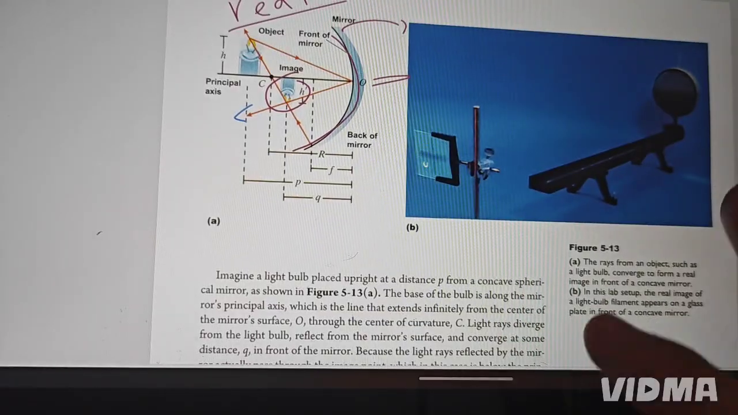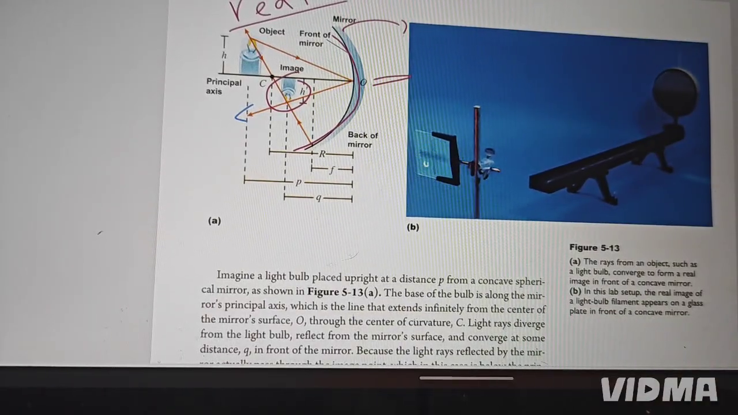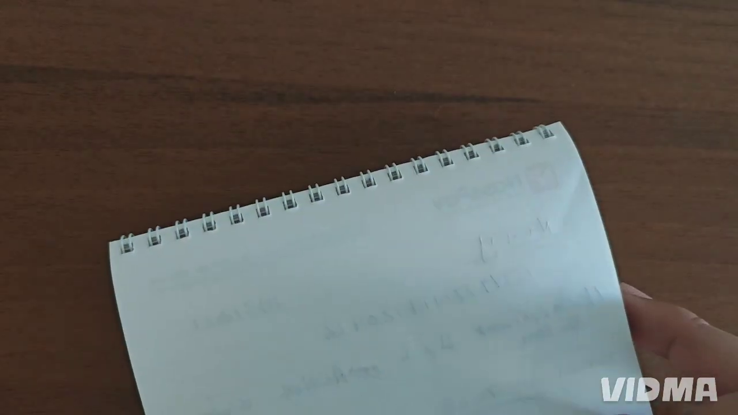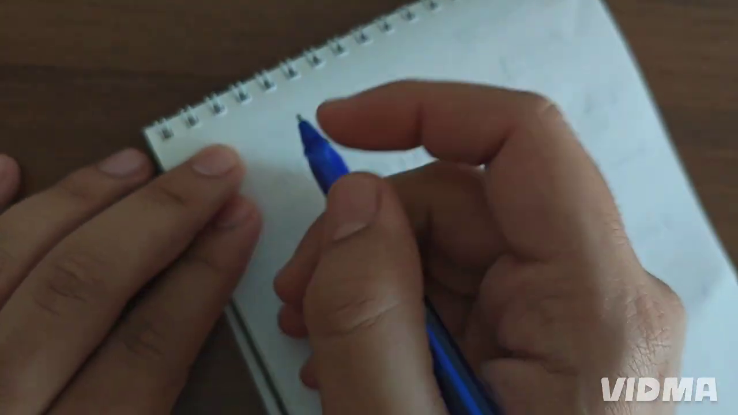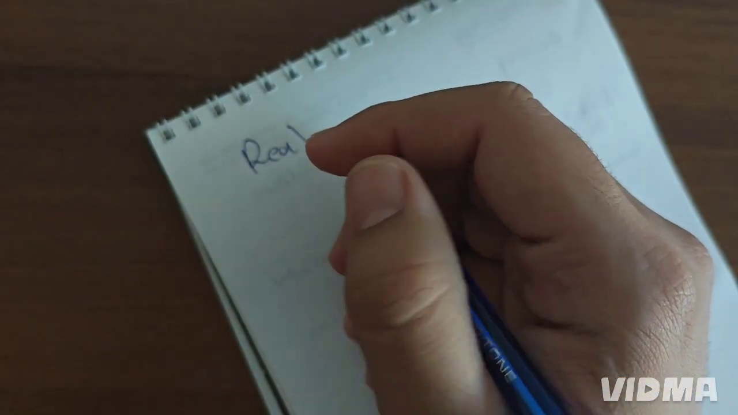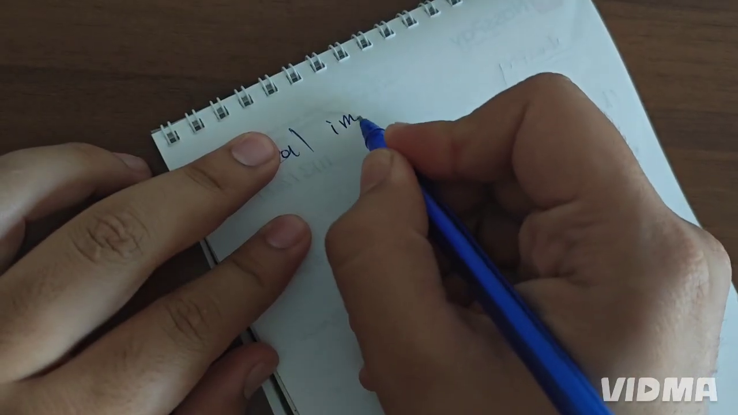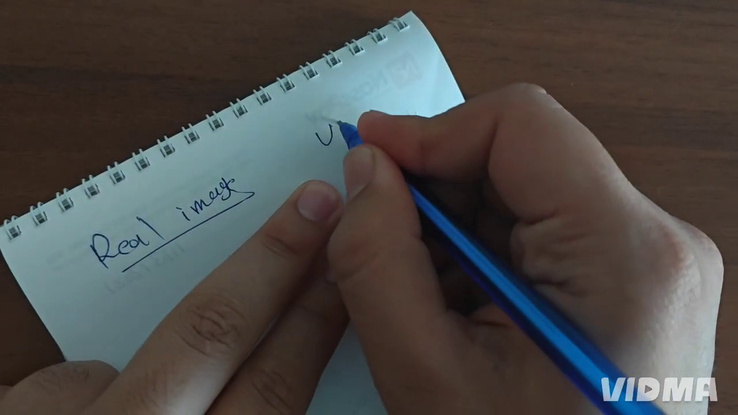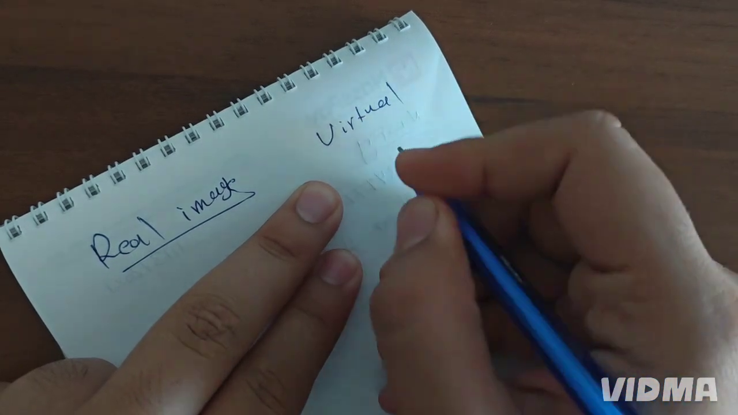Let me write down the difference between real and virtual images. First, real image and virtual image.